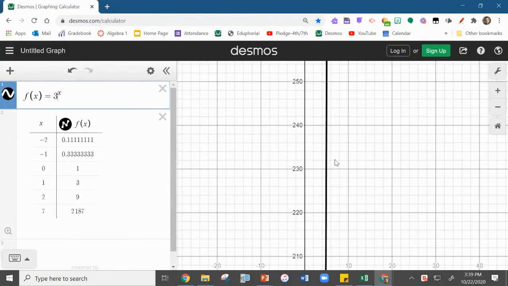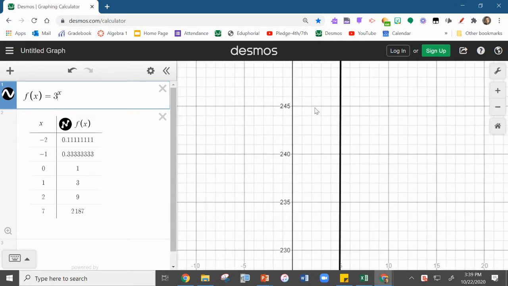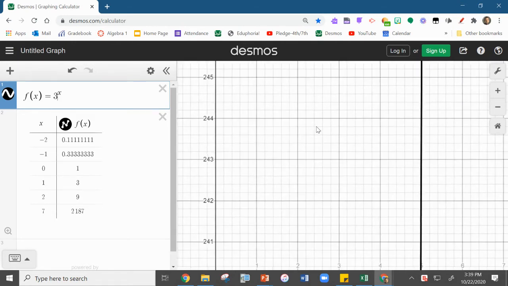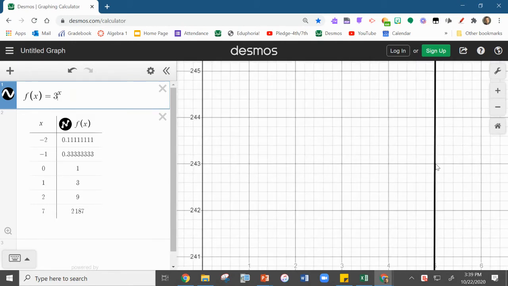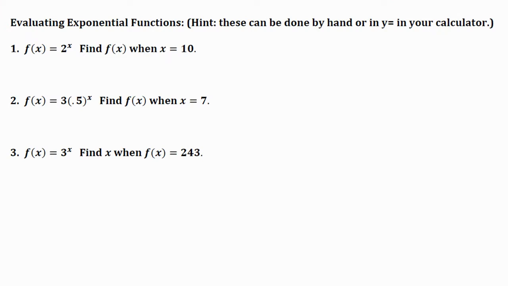And so what I'm going to do is go all the way across to where y is equal to 243, and I'm going to zoom in on that. And so here's 243. And if I click on my graph, I can see that the answer is 5. And so as long as you can read, like we've talked about all year, which one of these is x, which one is y, x is on the inside, y is on the outside, you'll be able to answer that question very easily. Okay, great.